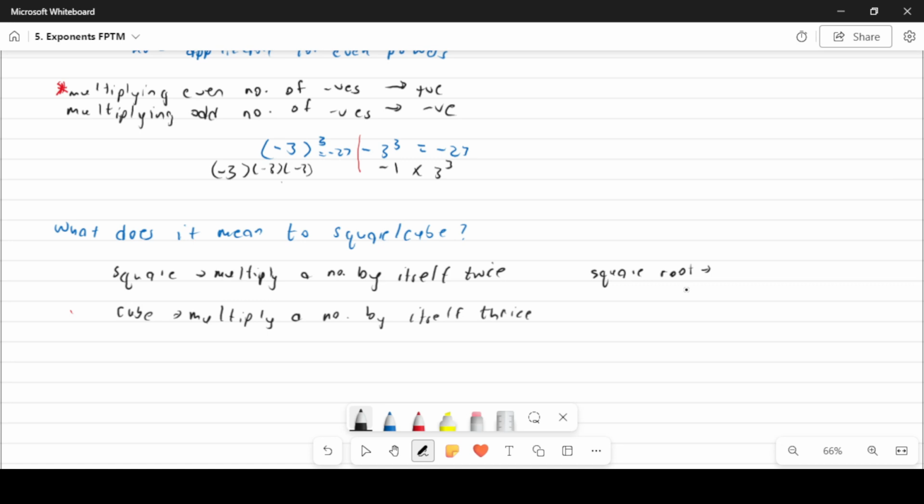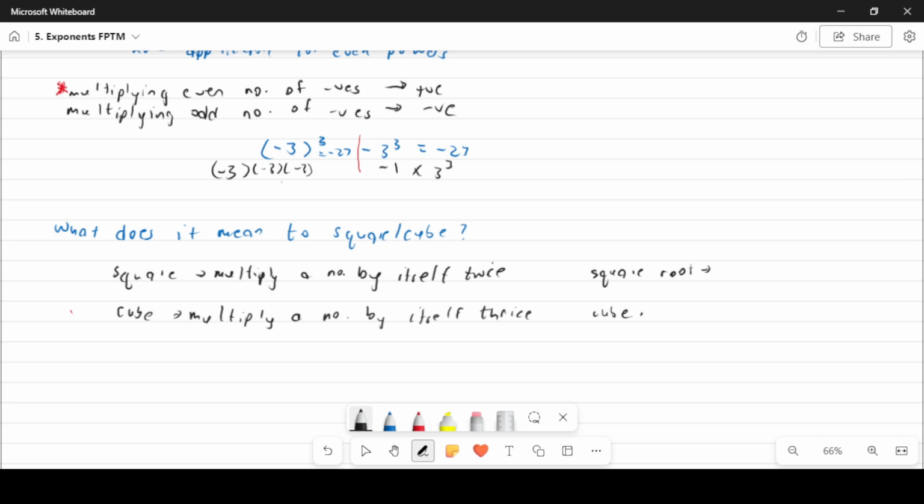This is a question that you need to ask yourself. To square a number means to multiply a number by itself twice. To square root a number, write this down, is the same as asking: the product of what two same numbers will yield the number under the square root?